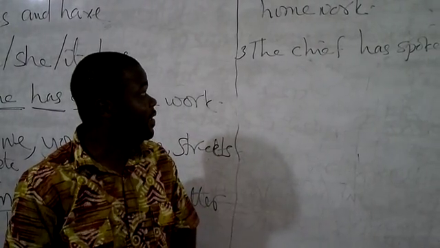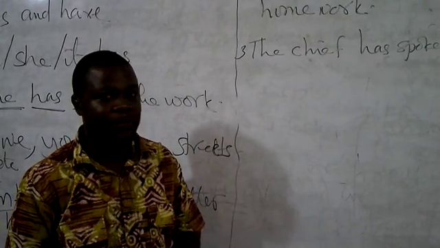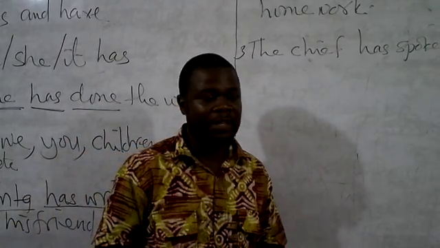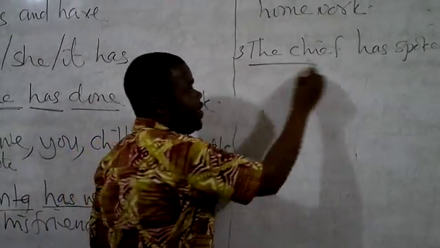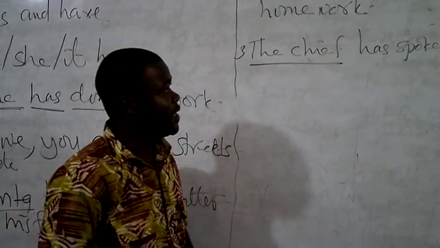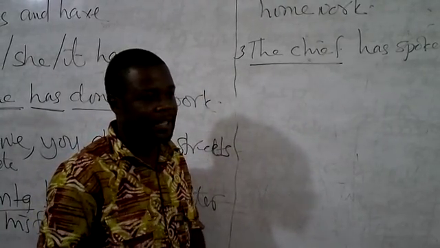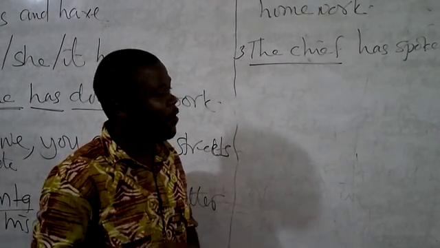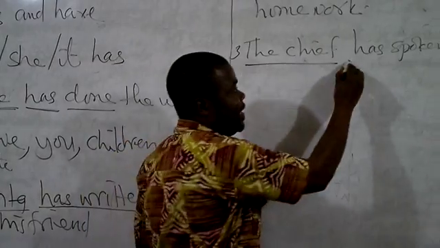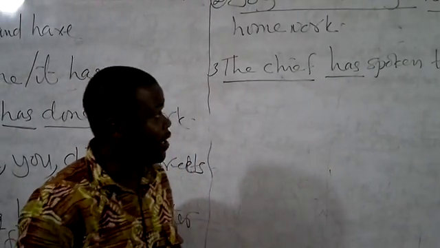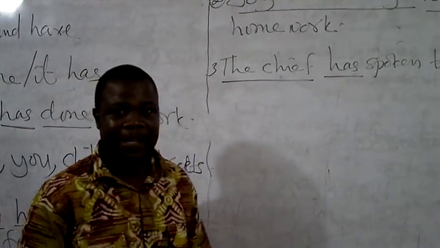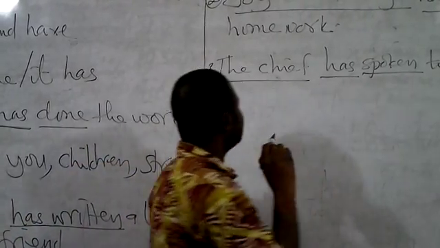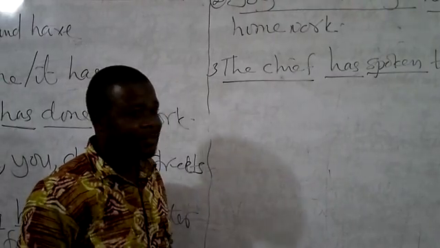And finally, the chief has spoken to the people. We are talking about one person who has spoken to the people, and that is the chief. So the chief becomes the subject. And since it is a singular subject, it has to take the singular form of the perfect tense, and that is has, followed as usual by the past participle form of the verb, and that is spoken. Good.